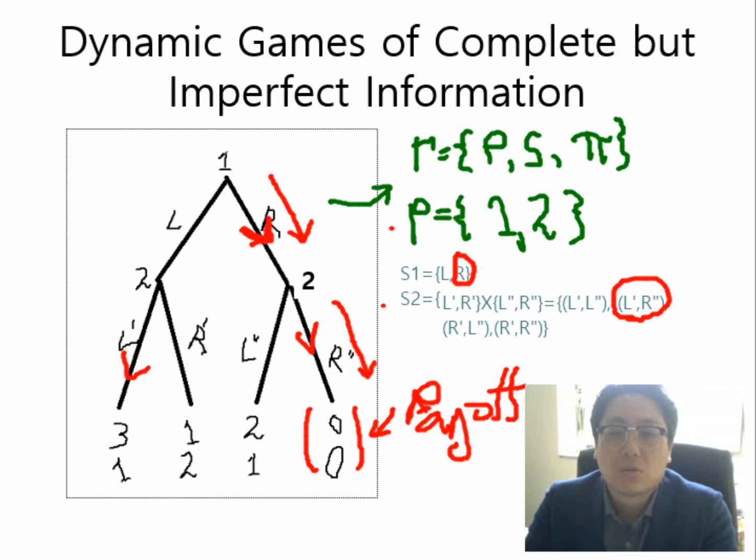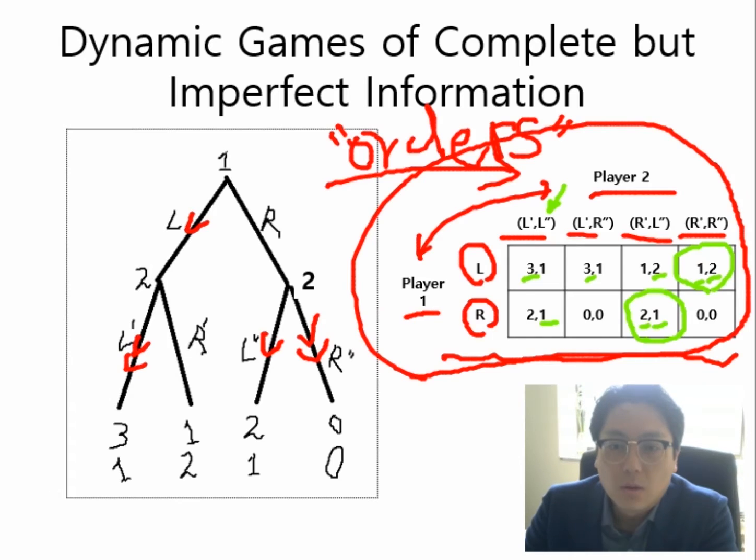Payouts. So basically that is a way of generating a normal form game. So let's do that. As you can see, we have two Nash equilibriums. One is that the first player plays L and the second player plays R prime and R double prime, and the other is that the first player plays R and the second player plays L prime and L double prime. So there are two Nash equilibria.